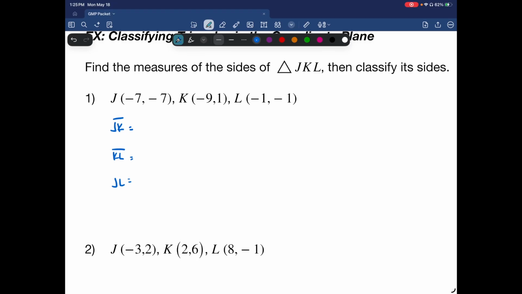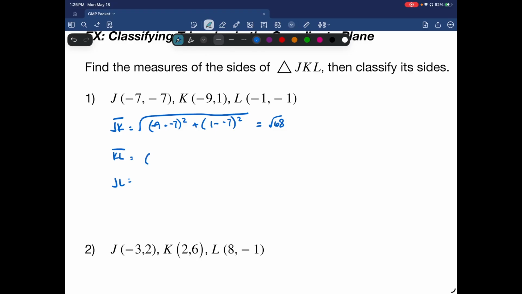All right, so here we have -9 minus -7 squared plus 1 minus -7 squared. If we use our calculator to crunch those numbers, that's going to give us the square root of 68. There's no reason necessarily to go further to get decimals unless the person asks for it. We're just trying to figure out how many are the same, and we can do that with the simple square root. So our first one is the square root of 68.